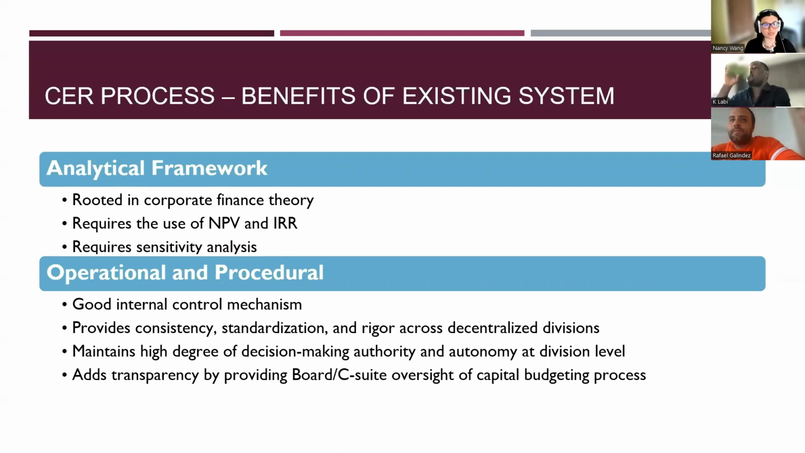There are many operational benefits of the CER process as well. With a decentralized company like yours, having a centralized capital budgeting system in place is a great internal control mechanism. It adds consistency and discipline across your divisions. When you have standard financial measures and standard documentation requirements, you have a consistent way to compare projects across divisions. It aligns the individual divisions towards achieving your common corporate goals, and you still get to balance a little bit the decentralized decision-making at the division level while adding transparency by requiring these larger proposals to go to you guys, the board and capital committee, for review. So there are several strengths to what you have in place already.